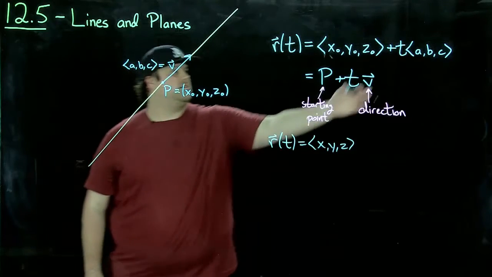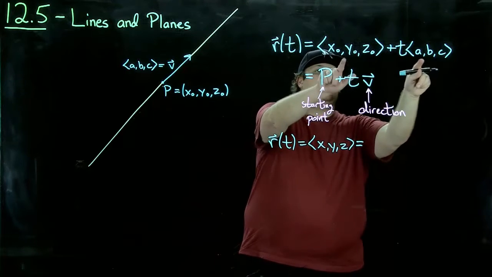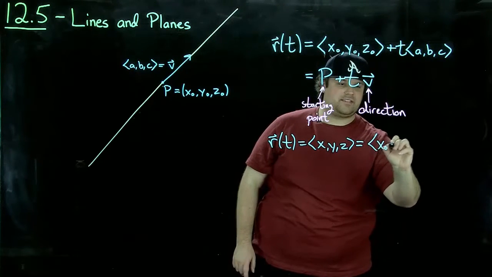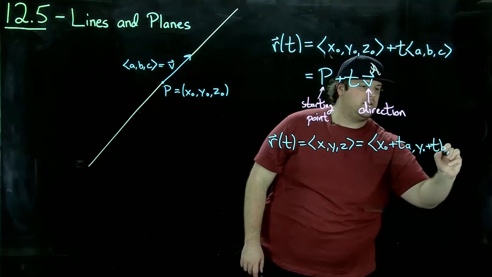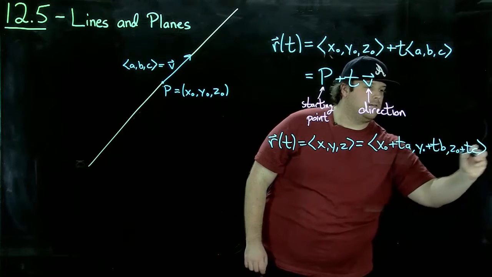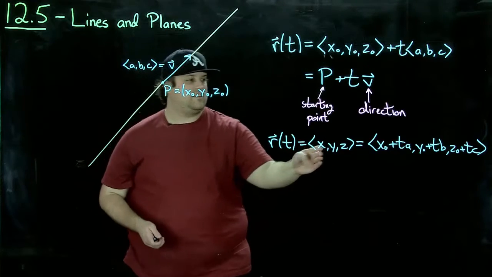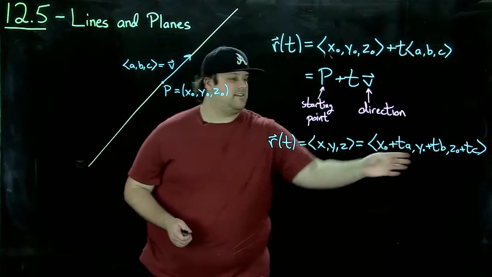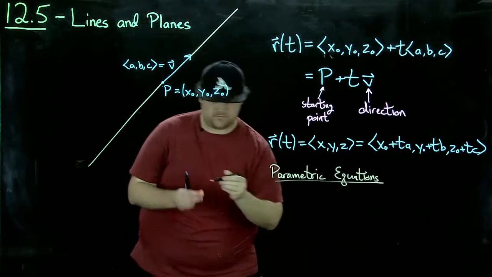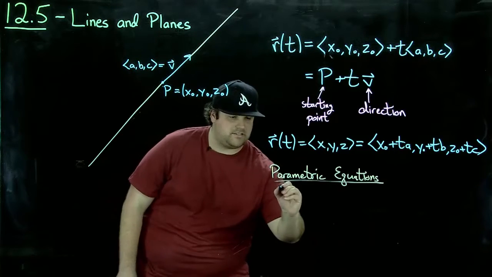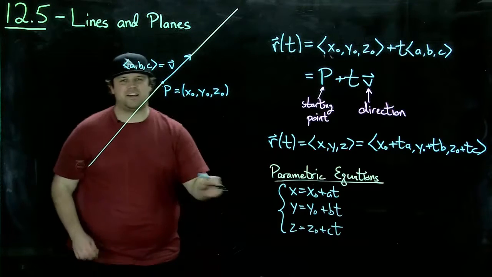So using this equation here, we add these two, and we have x naught plus ta, y naught plus tb, z naught plus tc. And then if we just break up this vector notation and set the first coordinates equal to each other, the second, and then the third, what we get are called the parametric equations. That's just writing out the three of these. T looks a little nicer at the back anyway.